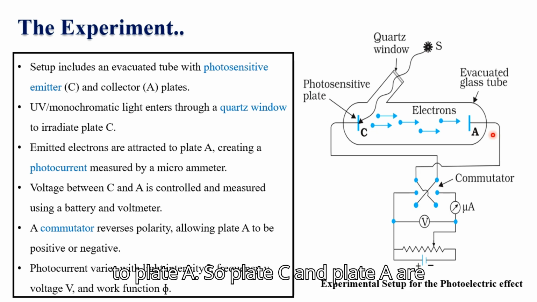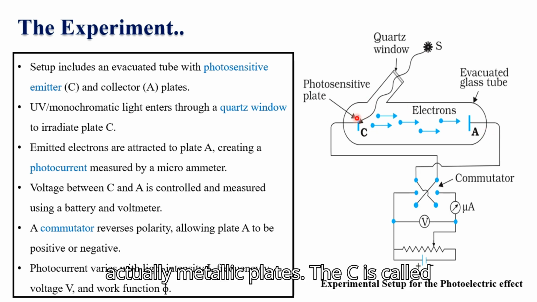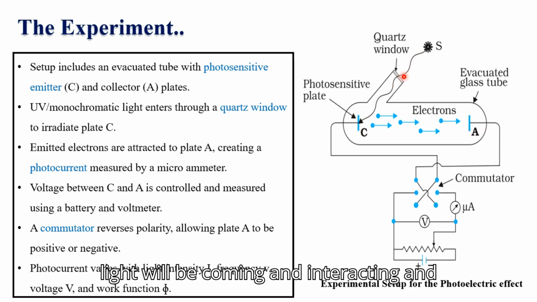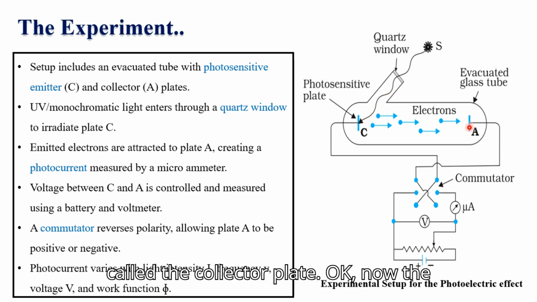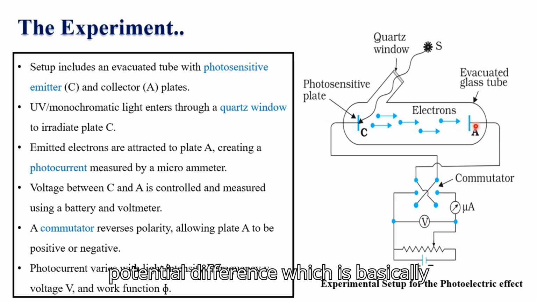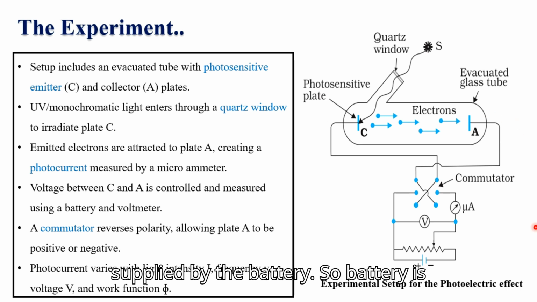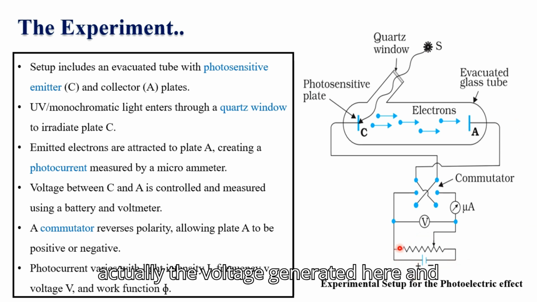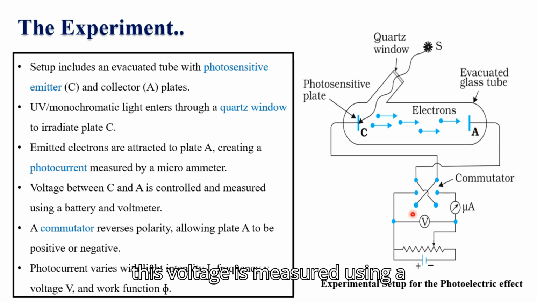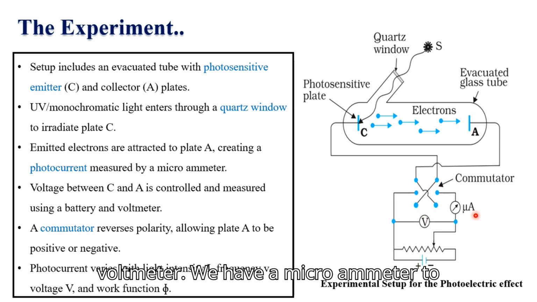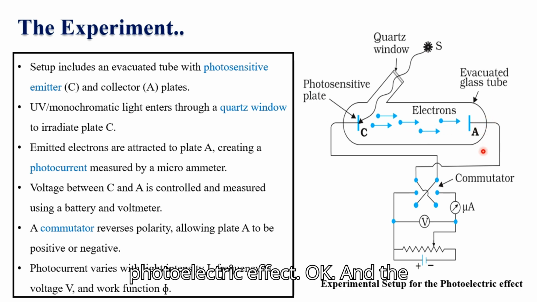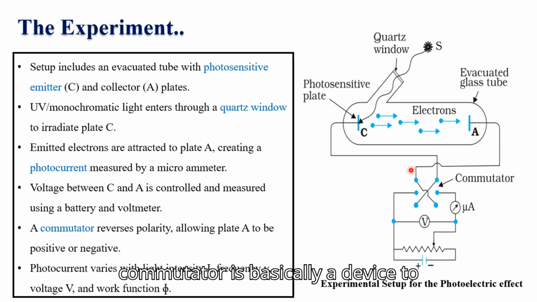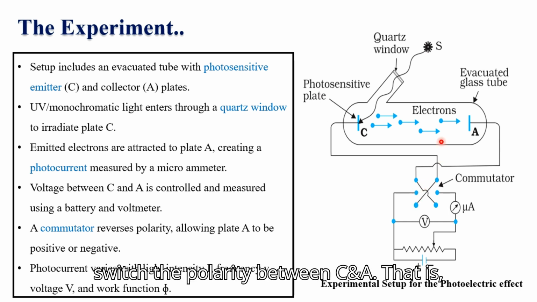Plate C and plate A are metallic plates. C is called the emitter plate because this is where the light comes in, interacts and produces emission. And A is called the collector plate. Now, plates C and A are kept at a potential difference, which is supplied by the battery. The battery is the voltage generator here, and this voltage is measured using a voltmeter. We have a microammeter to measure the current generated by the photoelectric effect. And the commutator is a device to switch the polarity between C and A.